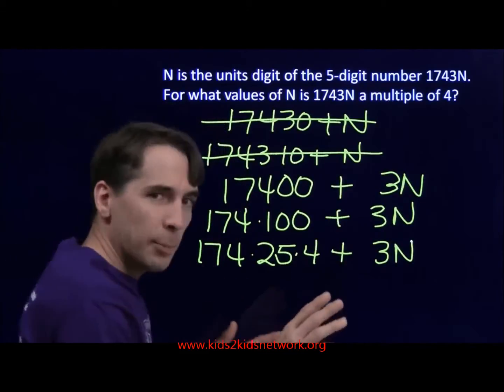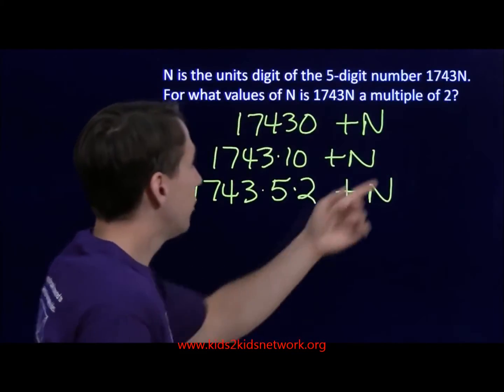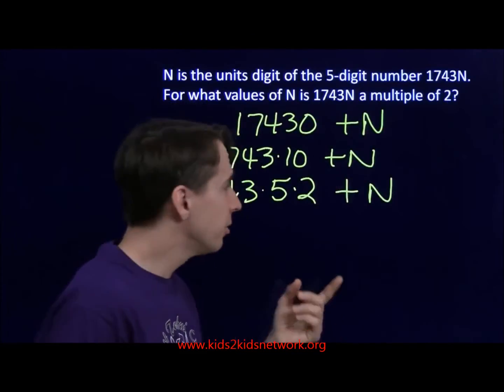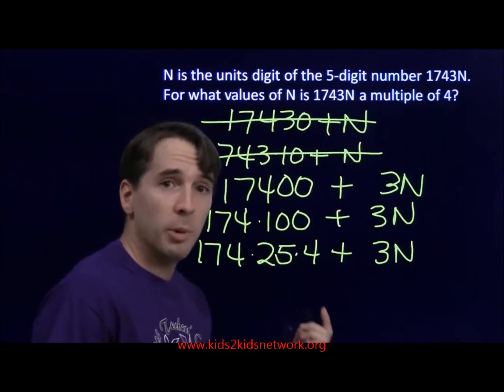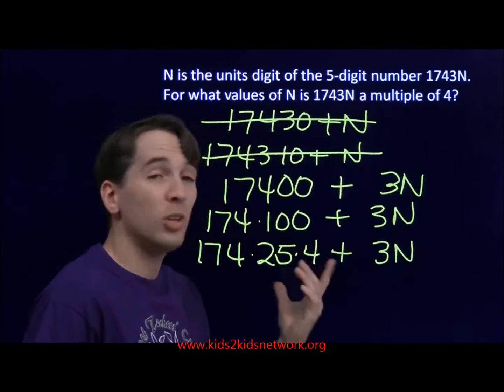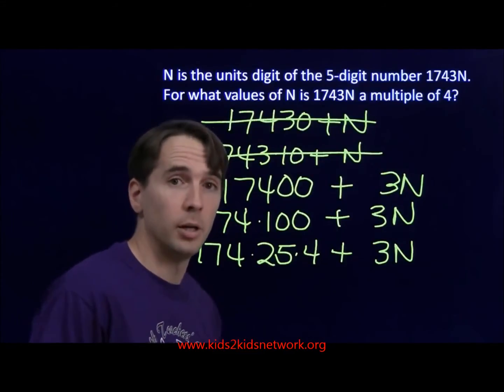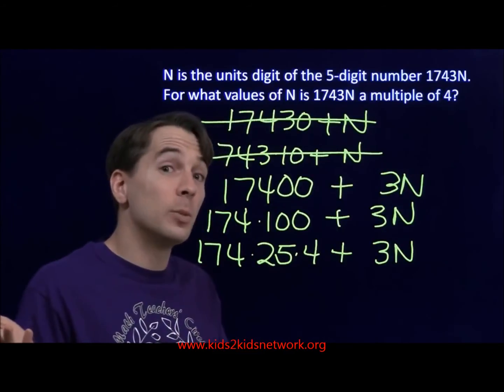All right, so let's recap real quick. Divisibility by 2 or 5, we just look at the last digit. Divisibility by 4 or 25, we look at the last two digits of the number. How do we tell if a number is divisible by 8?